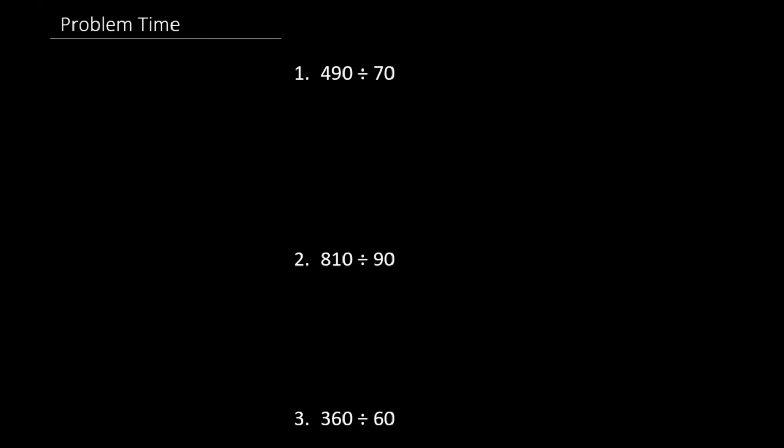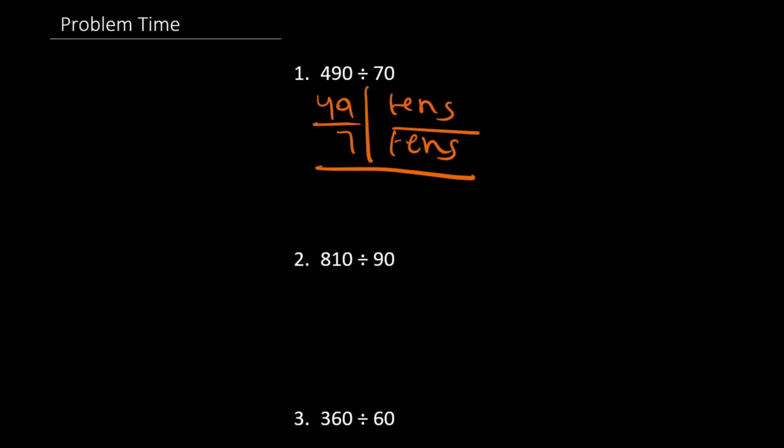Alright, it's problem time. So we have 3 problems today. You guys pause the video and try these 3 questions by yourself, then come back and see if you're right. I will assume that you paused the video, and let's start. So 490 divided by 70. 490 also equals 49 tens, and 70 also equals 7 tens. Now, let's divide. 49 divided by 7, you should all know this, it's 7.